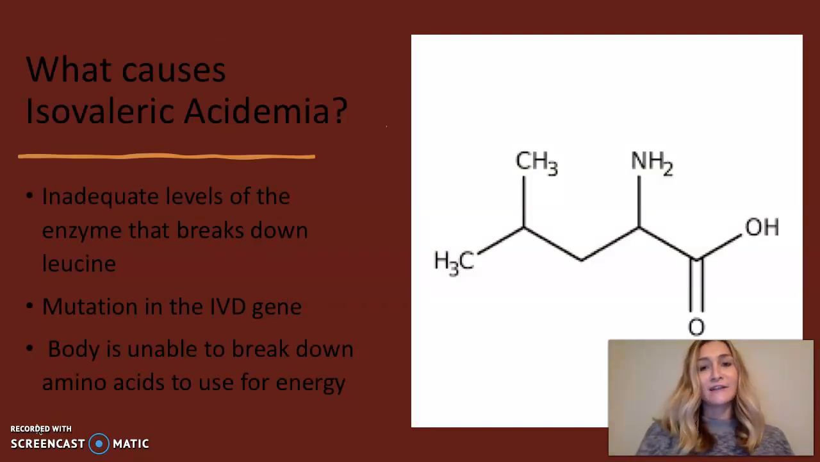Now, what causes isovaleric acidemia? To the right, you can see a compound structure, and to the left, it goes into a little bit of an explanation of what can cause this genetic disorder. It's an inadequate level of the enzyme that breaks down leucine, and it's a mutation in the IVD gene, which we just went over. So the body is unable to break down amino acids ultimately for energy, is the main problem.